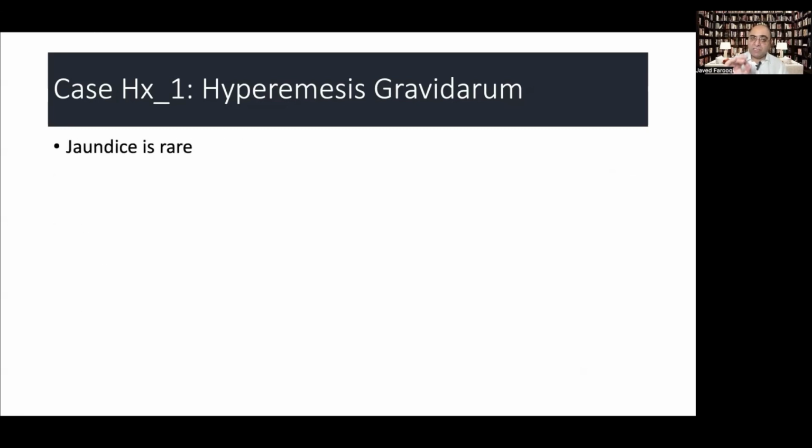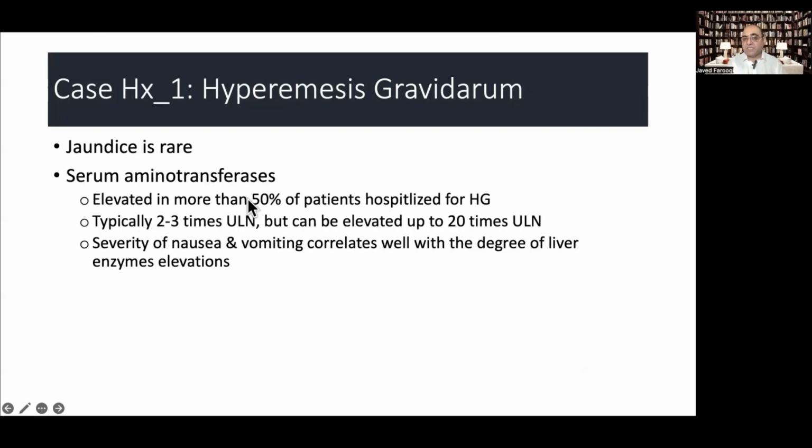Jaundice is rare, as in our case, bilirubin was normal. Serum aminotransferase levels are elevated in more than 50% of patients hospitalized for Hyperemesis gravidarum, typically 2 to 3 times upper limit normal, as it was in our case, but can be elevated up to 20 times even. Severity of nausea and vomiting correlates well with the degree of liver enzyme elevations. Higher the enzyme levels, more severe is the nausea and vomiting.